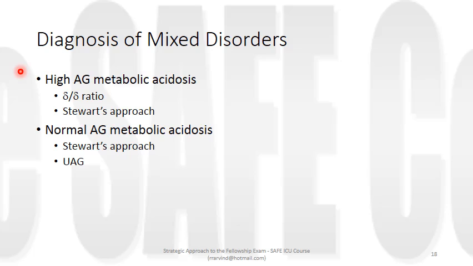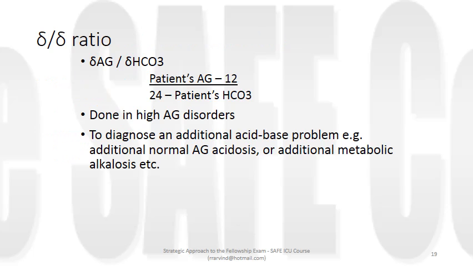So how do you diagnose this? When you have patients with high anion gap metabolic acidosis, you can use the delta-delta ratio and the Stewart's approach. And when you have a normal anion gap metabolic acidosis, you use the urinary anion gap and the Stewart's approach. So let's see how we go on and do it. First of all, the delta-delta ratio. Now this is the subject of a lot of angst, and it's given me quite a lot of grief.